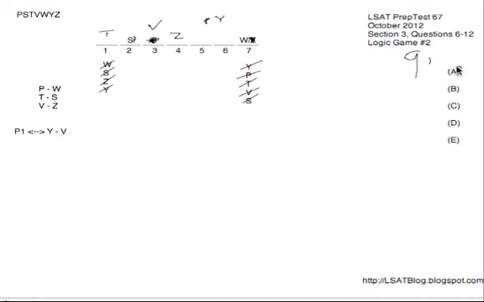So A is our answer to 9. I will run through the rest though. T on 3, no T's on 1. V on 5, no V's on 3. W on 5, no W's on 7. Y on 3, no Y's on either 5 or 6, leaving A for number 9.